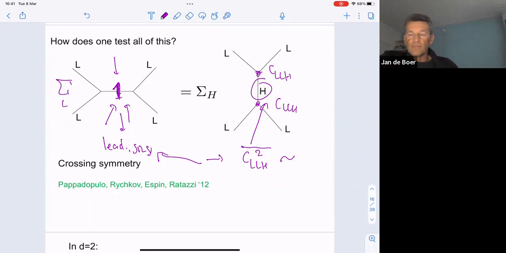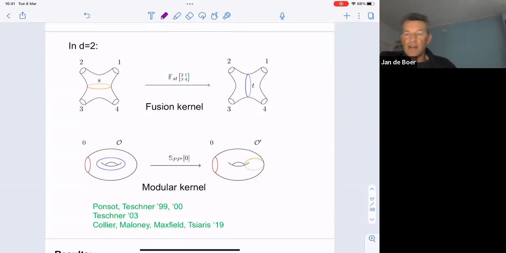Then in two dimensions, there are some other techniques that you can use, which use very specific two-dimensional techniques using the so-called fusion kernel and modular kernel. These are very powerful techniques because although we do not know the explicit form of the most general conformal block in two dimensions, we do know the linear relation between those unknown conformal blocks if you factorize four-point functions in two different channels.